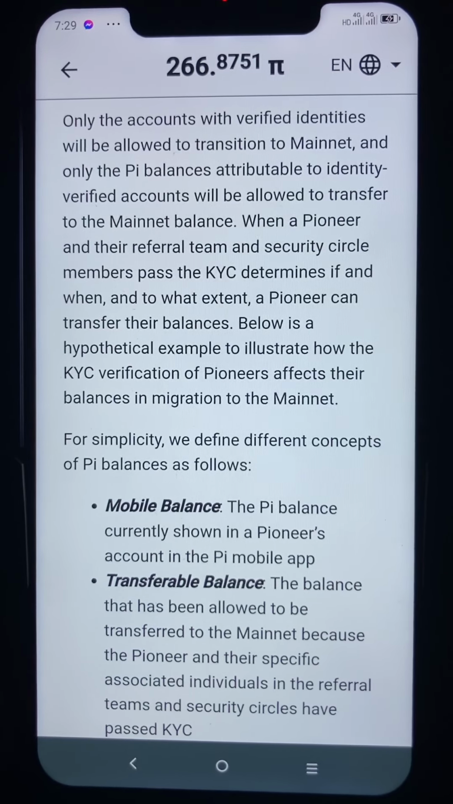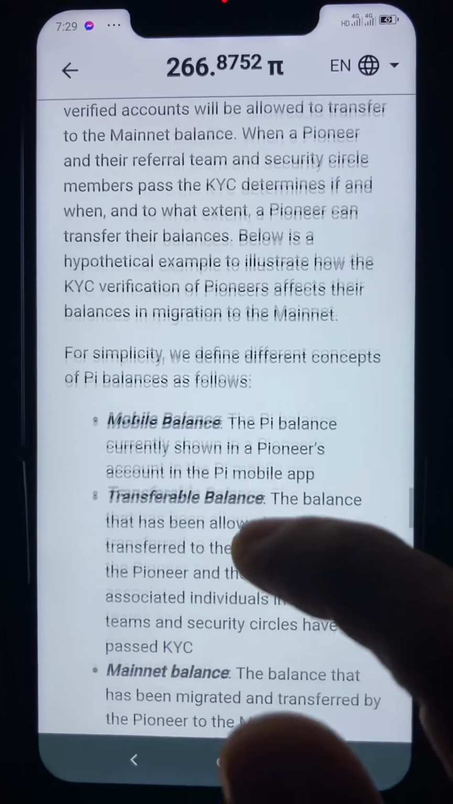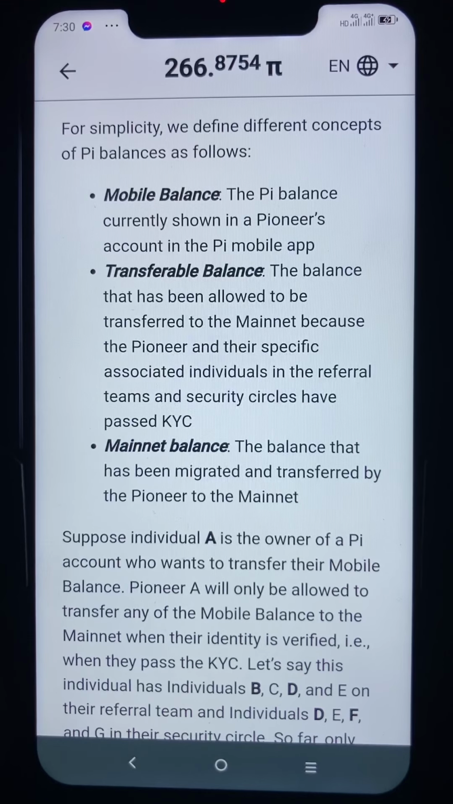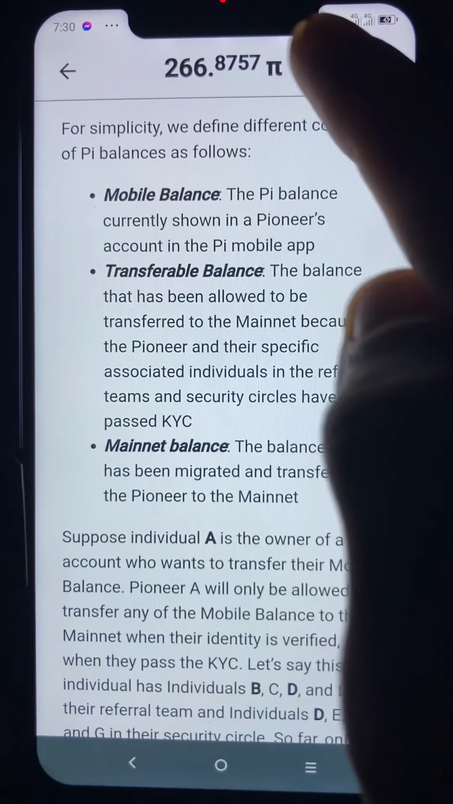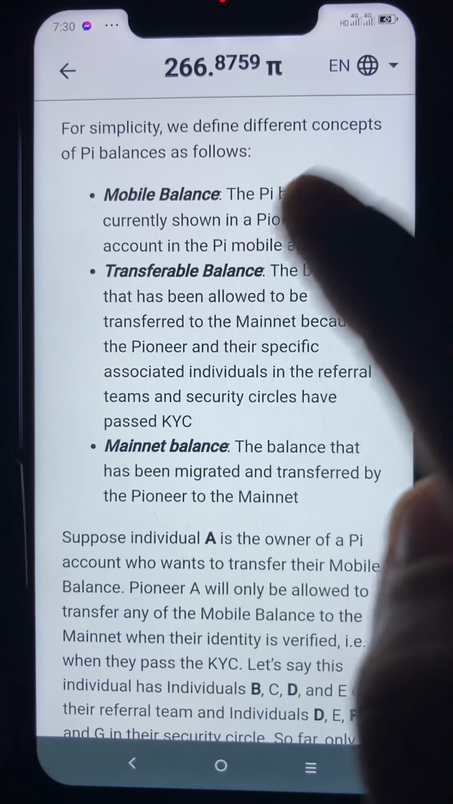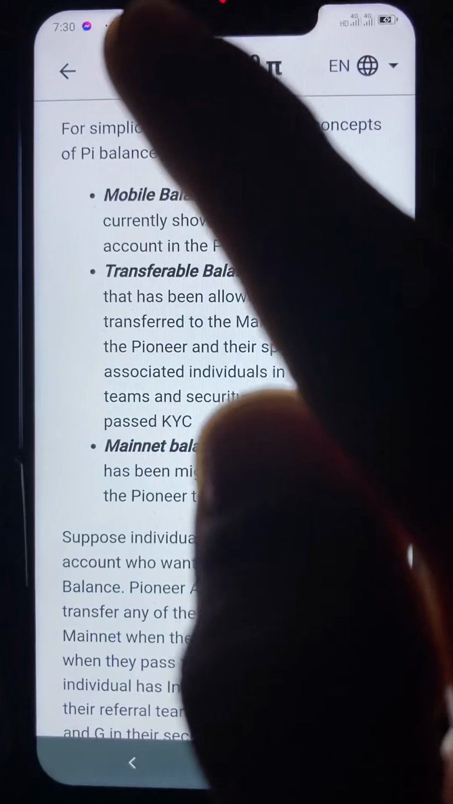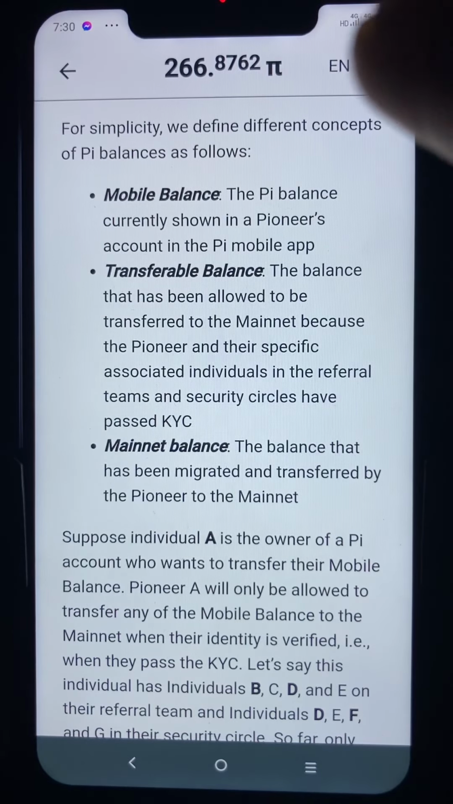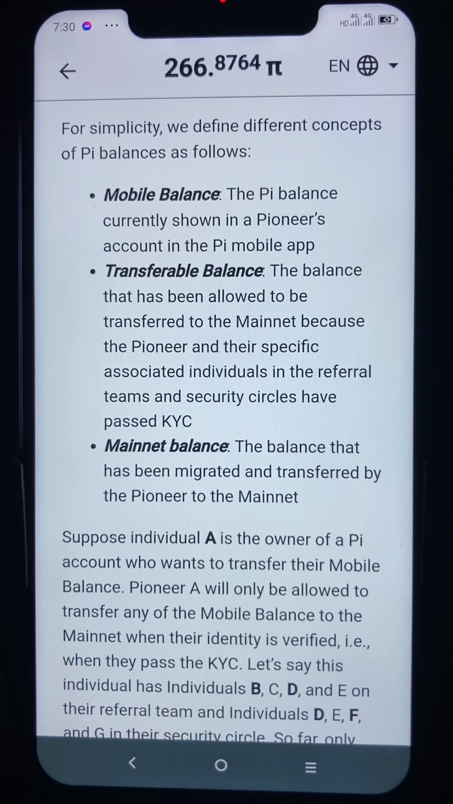So basically, kailangan lang natin ma-identify yung mga balances na sinasabi nila, no? So for simplicity, we define different concepts of Pi balances as follows. Mobile balance. The Pi balance is currently shown in a Pioneer's account in the Pi mobile app. Yan, example, ito. What you're seeing right here, ang tawag dyan, we define that as mobile balance. So, yan yung total. Yan yung minine mo, na-earn mo for mining, kasama yung na-shared mine mo with your security circle and your earning team.